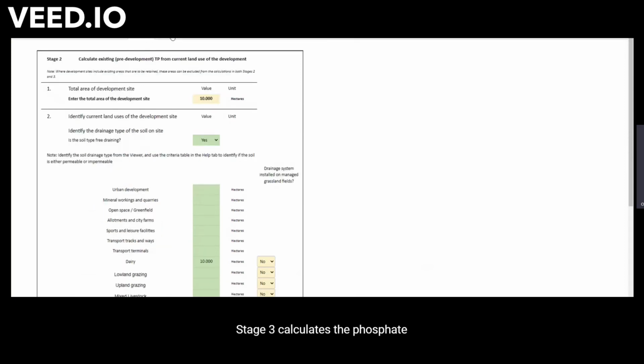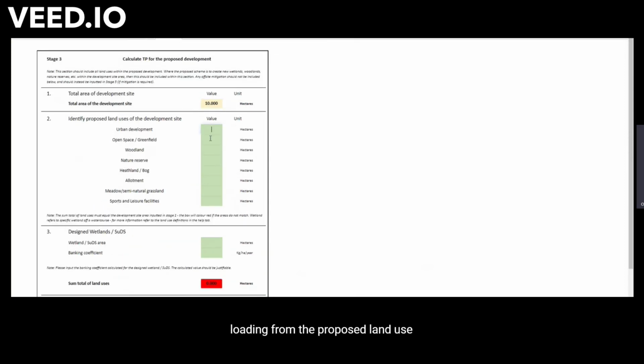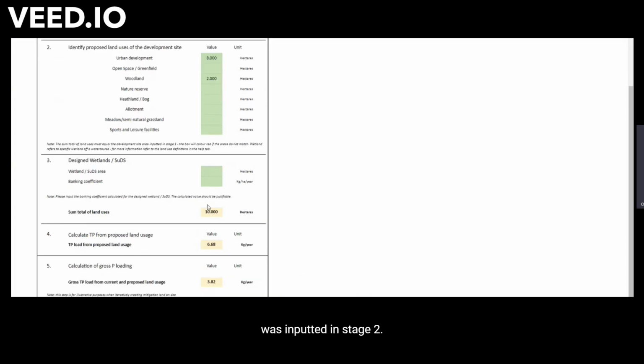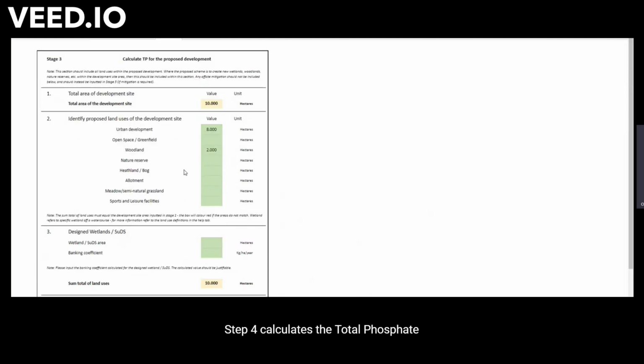Stage 3 calculates the phosphate loading from the proposed land use. The user should input the proposed land uses of the site, ensuring the total area matches what was inputted in Stage 2. If large-scale designed wetlands are to be used, the user should input the predicted phosphate banking value in Step 3. Step 4 calculates the total phosphate load from the proposed land use.